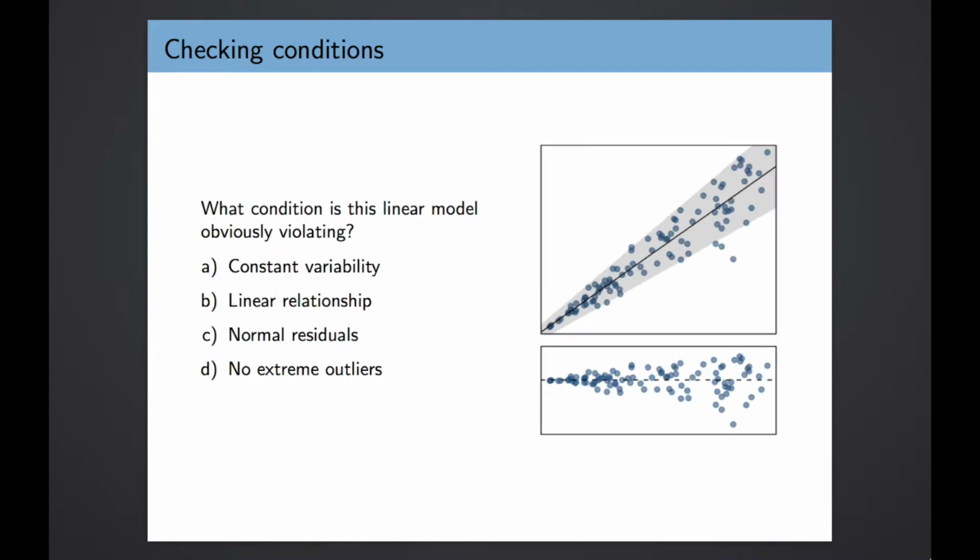And let's try one more example of this. Take a look at this plot of the data and of the residuals after estimating the regression, and see if you can figure out what condition the model is violating.